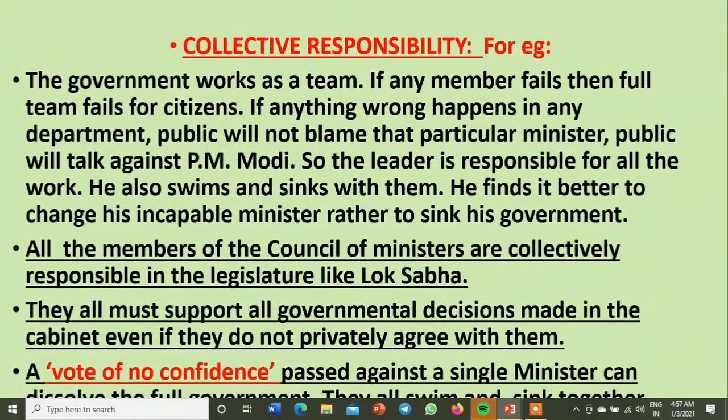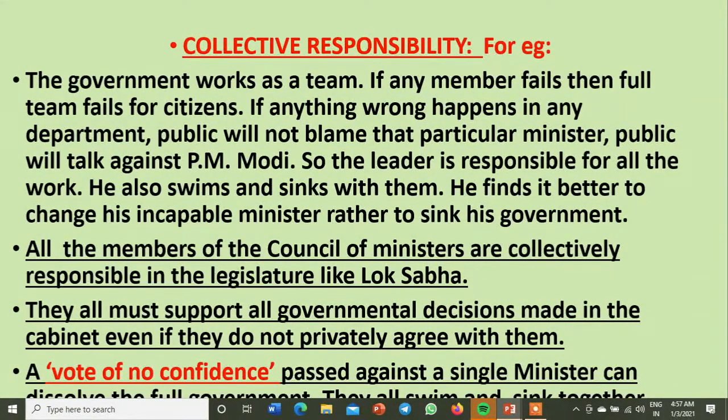The next is collective responsibility. Just now I talked about individual responsibility. Now the word has come, collective. The government works as a team. We know it's working as a team. If any member fails, then the full team fails for the citizens. If anything wrong happens in any department, the public will not blame that particular minister. The public will talk against Prime Minister Modi. So the leader is responsible for all the work. He also swims and sinks with them.